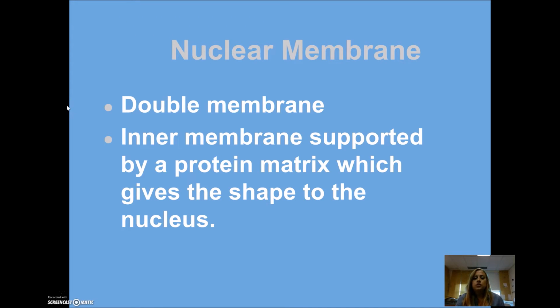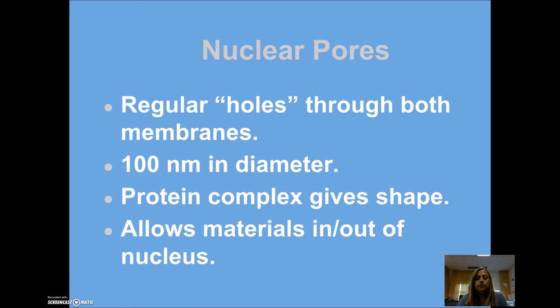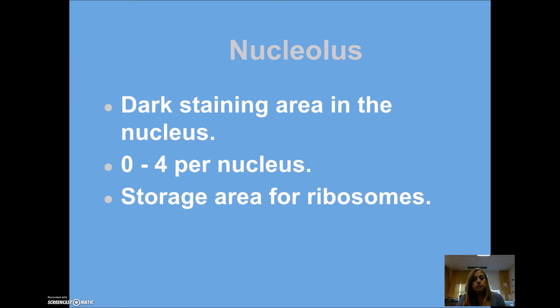So this nuclear membrane is a double membrane, meaning it's got two layers. The inner membrane is going to be supported by a protein matrix, and that's what's going to give the nucleus its shape. And then we've got these nuclear pores, these holes that actually run through both layers of the membrane, and they're allowing materials to move in and out of the nucleus.